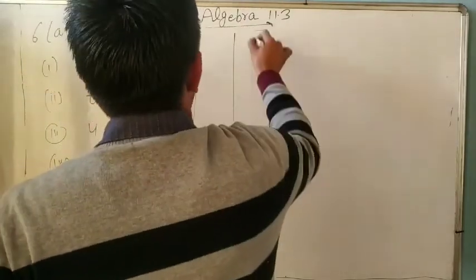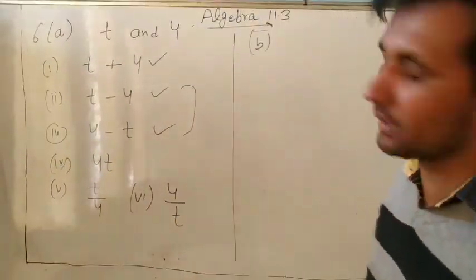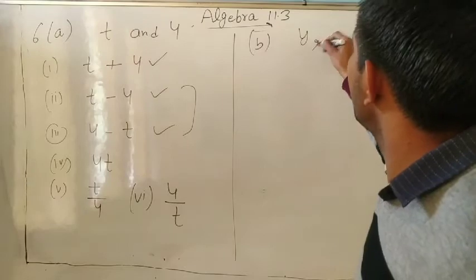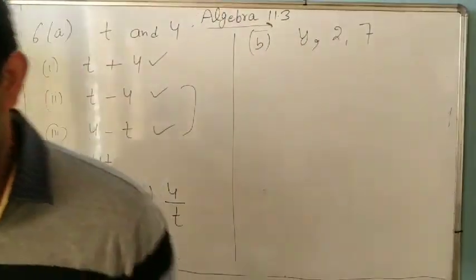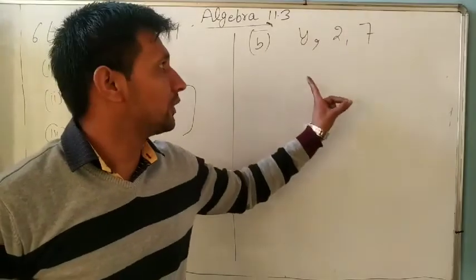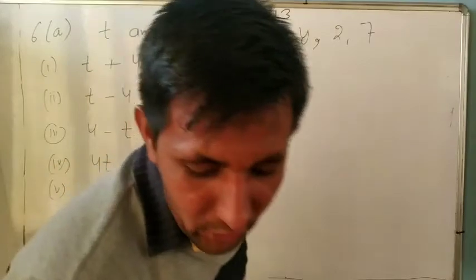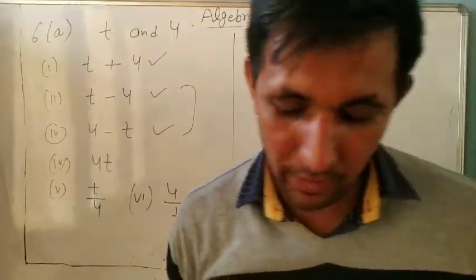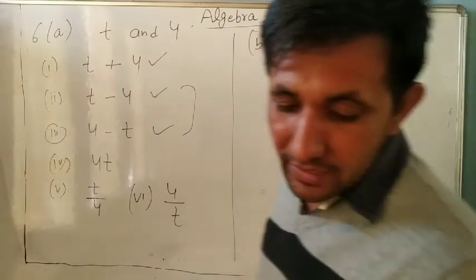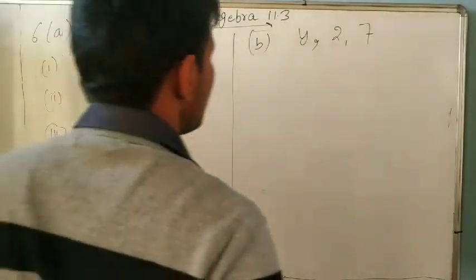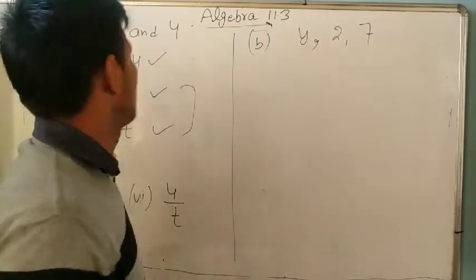Okay. Now B part. Now from the expression we have to use y, 2 and 7. And every expression must have y. We will write expressions in which y must be present. Use only two number operations. We can use only two operations, and both operations should be different. Not both addition. Okay, no addition twice.